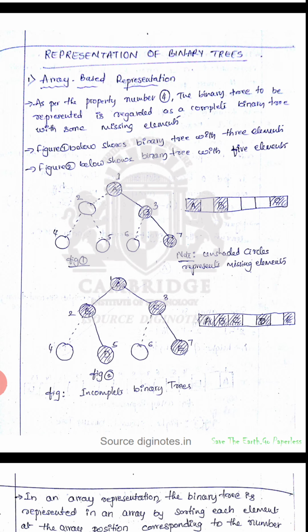In the second location the element is missing, so it is left blank, and B is stored in the third location. In the 4th, 5th and 6th locations the elements are missing, so those three spaces are left free or blank, and in the last location C is stored.